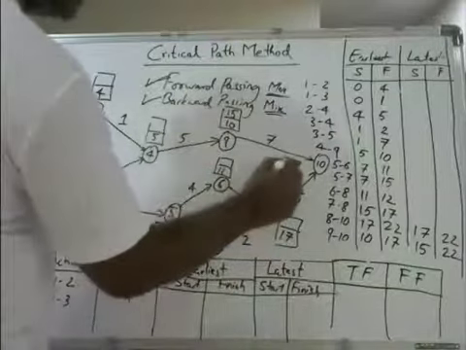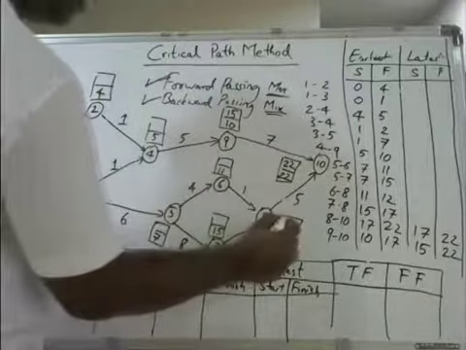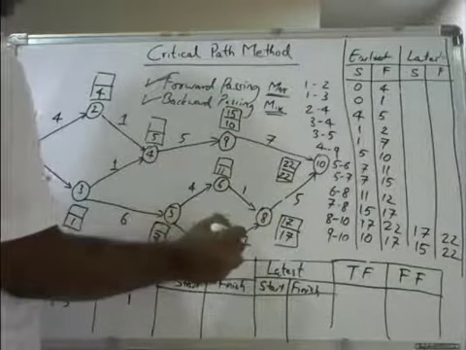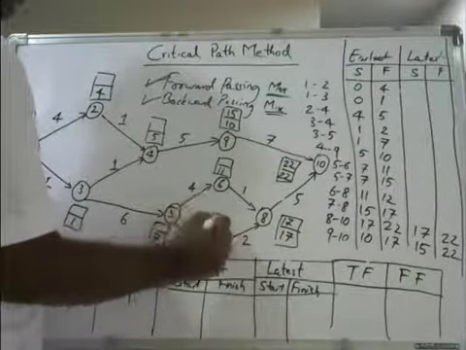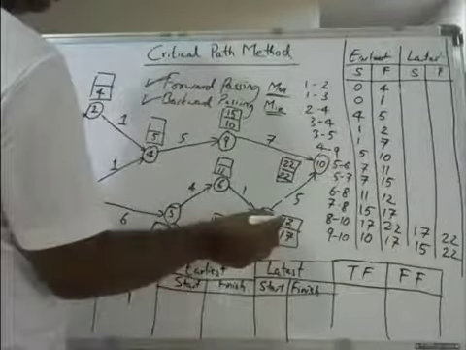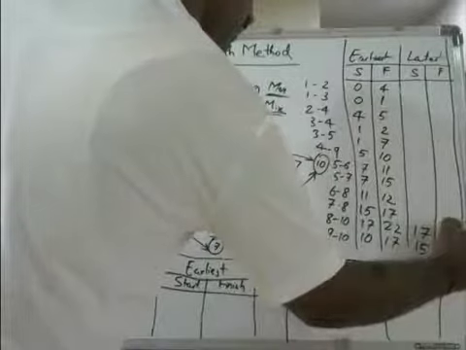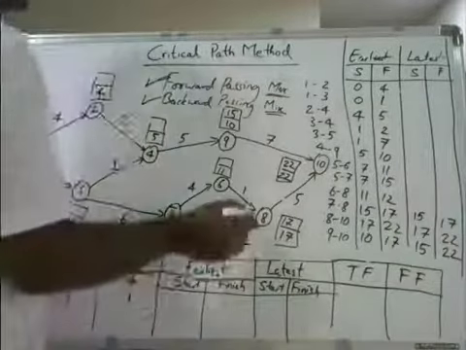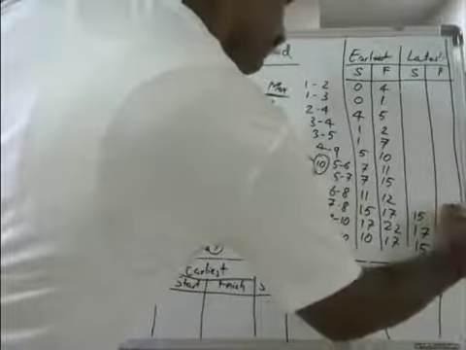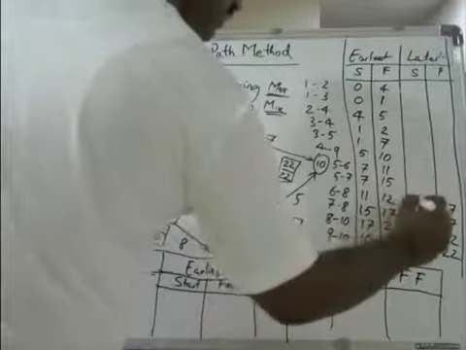I have to start from here, so I should write 22 here first. 22 minus 7 is 15. 22 minus 5 is 17. So 17 minus 2 is how much? 15. So I will write 15 here. For 7 to 8, finish is 17, start is 15. Now, 6 to 8, if you go back, 17 is the finish. Start is 17 minus 1, which is 16 here.